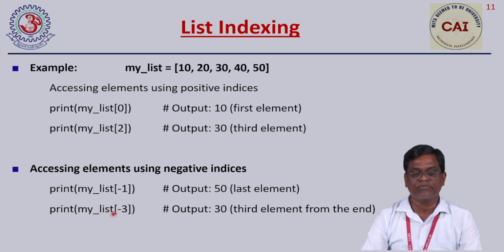And my list of -3: from the last, whatever the third element is will be accessed here. So 50 is index -1, 40 is index -2, and -3 means the value that will be accessed is 30, and that 30 will be printed here.